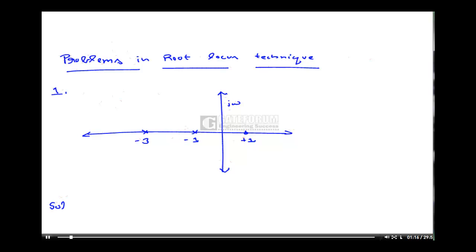So for this, if I want to find the root locus, see, the first thing is the number of asymptotes, equal to 2 minus 1 equal to 1. That means only one asymptote, which will go to infinity. Okay. Now if we closely look at the location of poles and zeros, we have to see the region in which the root locus will lie.